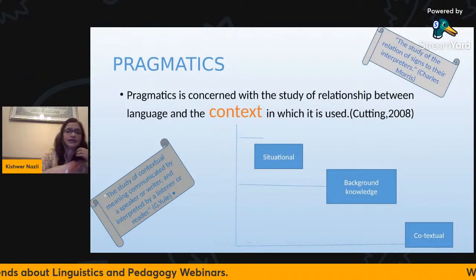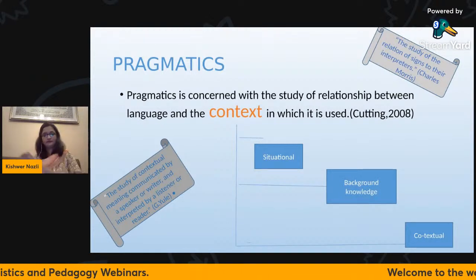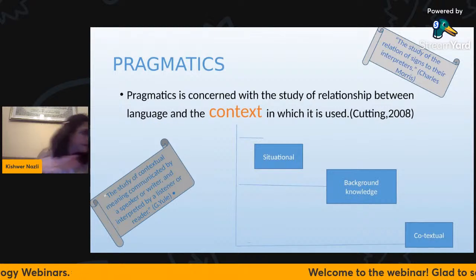Just give me a minute so that I can switch on the fan. Just a minute.